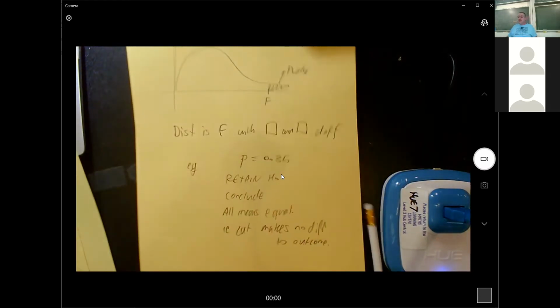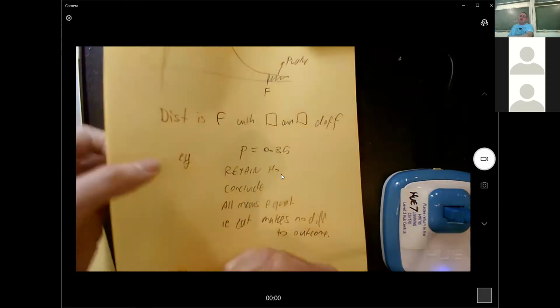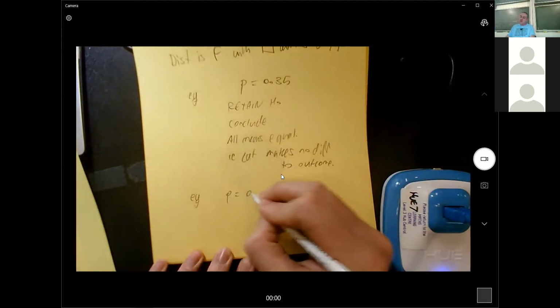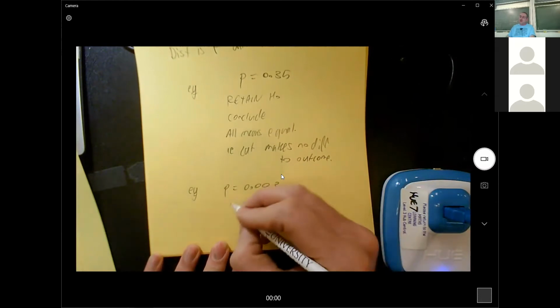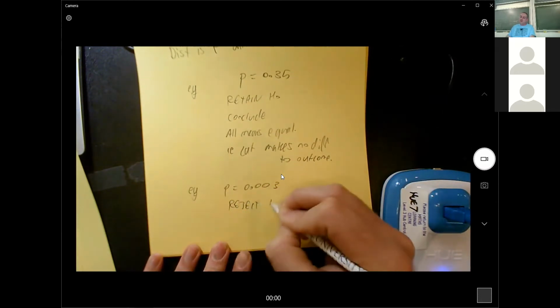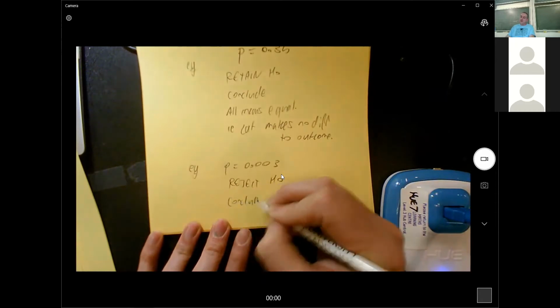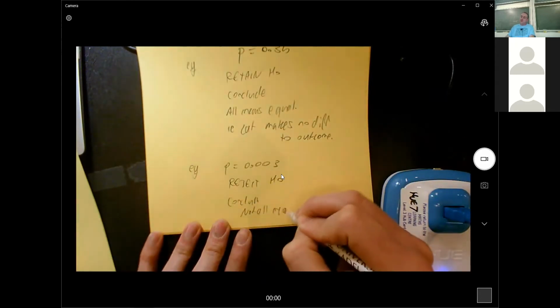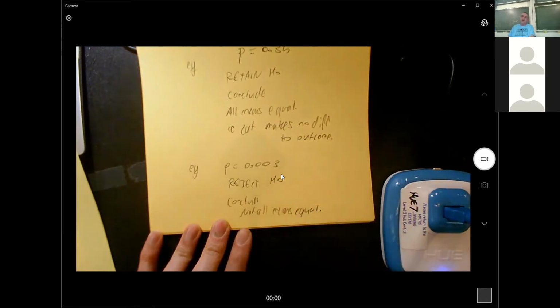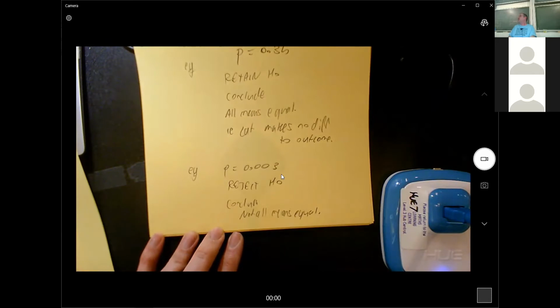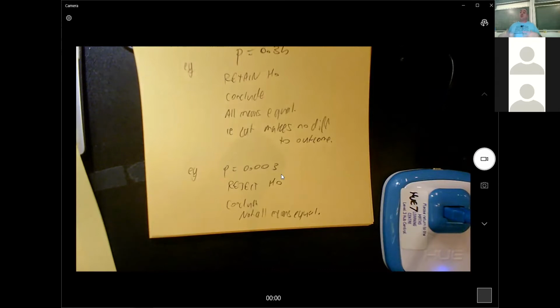The problem is, this is the problem. If my p-value came out to 0.003, right, then I would reject H0 and conclude not all the means are equal. But it doesn't tell me which mean is different to which mean. All this test does is answer the one yes or no question of, are the means equal? And the answer is either yes, they're all equal, or no, they're not all equal, but it doesn't tell you which is different to which. So you have to follow it up with extra tests to compare the different categories to each other.